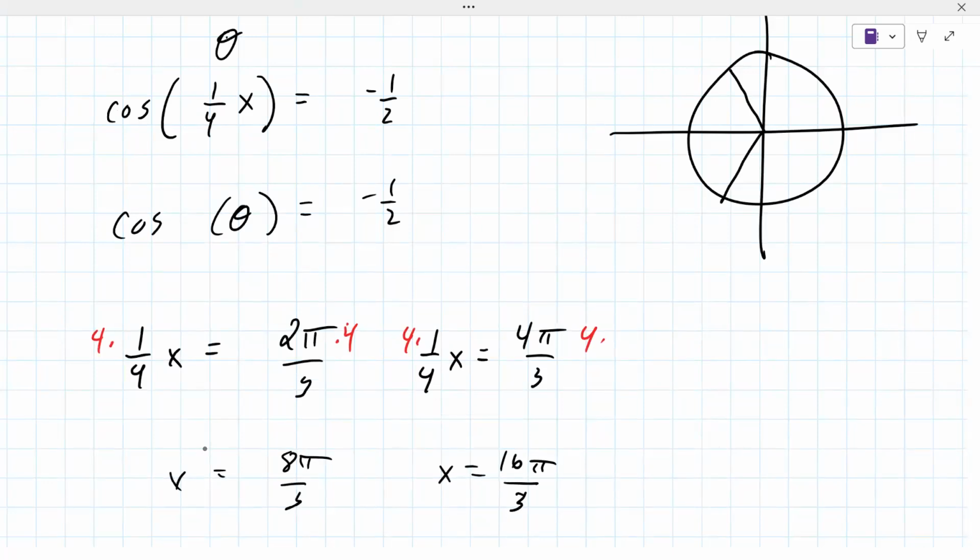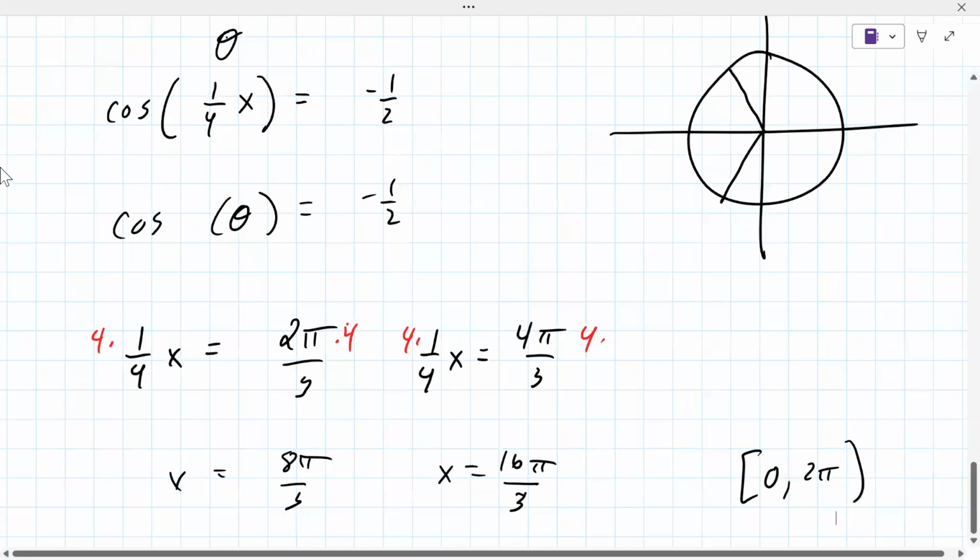Okay. Are these in the interval from 0 to 2 pi? No. They are not. So there'd be no real solutions. And so that's one possibility.